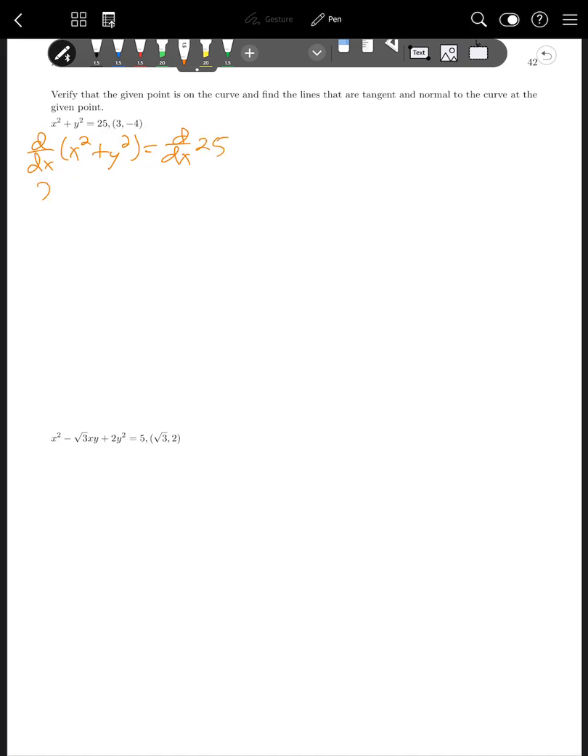So the derivative on the left-hand side is 2x plus 2y dy/dx equals 0. Subtract 2x from both sides, so 2y dy/dx equals negative 2x. Divide by 2y, and you get dy/dx equals negative x over y. So our slope is just going to be negative 3 over negative 4, which is 3/4.